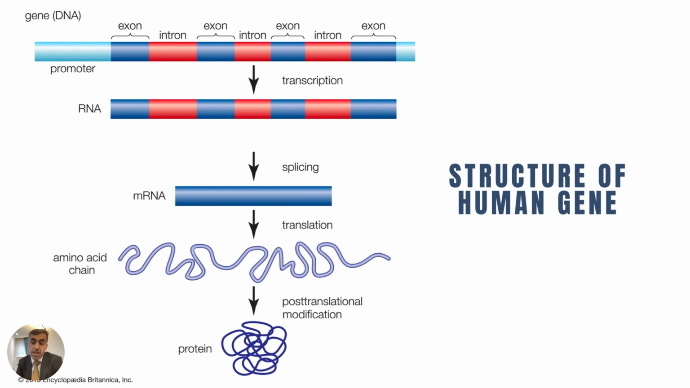What are exons and introns? Exons contain specific sequences of nucleotides that encode the amino acid sequence of proteins. Whereas non-coding sequences, which are called introns, do not encode amino acids, therefore do not contribute directly to protein synthesis. Instead, they are transcribed into precursor messenger RNA, which is called pre-mRNA, along with the exons.